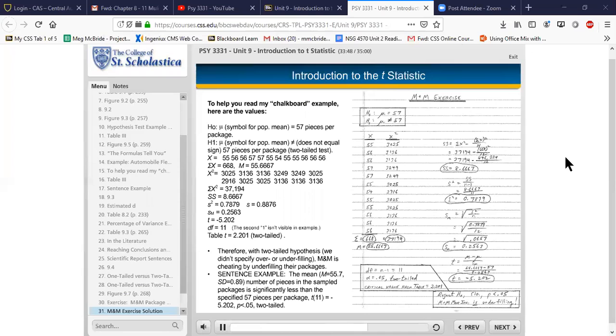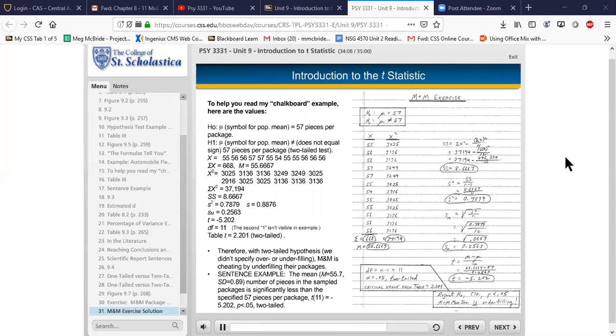However, I need to make a disclaimer in order to avoid a lawsuit. Remember that I made up the 57 pieces population mean for the purposes of this exercise, so we aren't really claiming that the real-world M&M company is cheating. They actually sell their packages by weight, which is more accurate than counting pieces that might vary slightly in size.